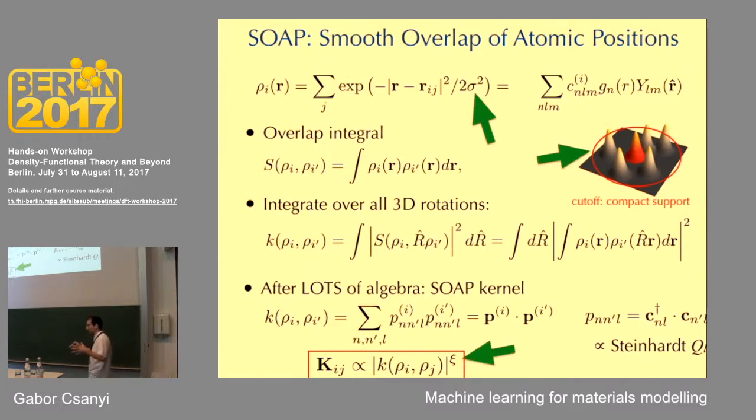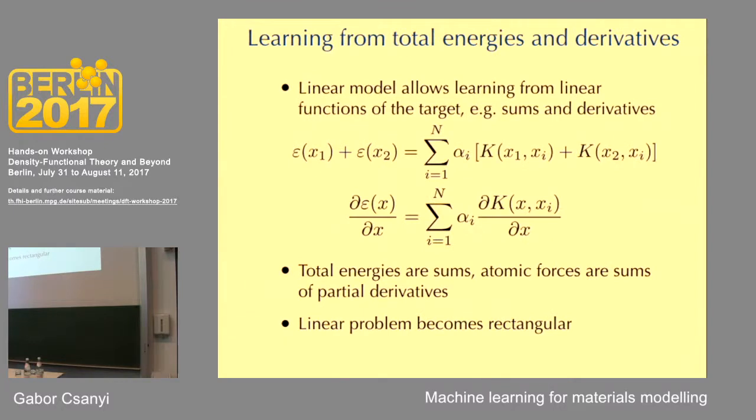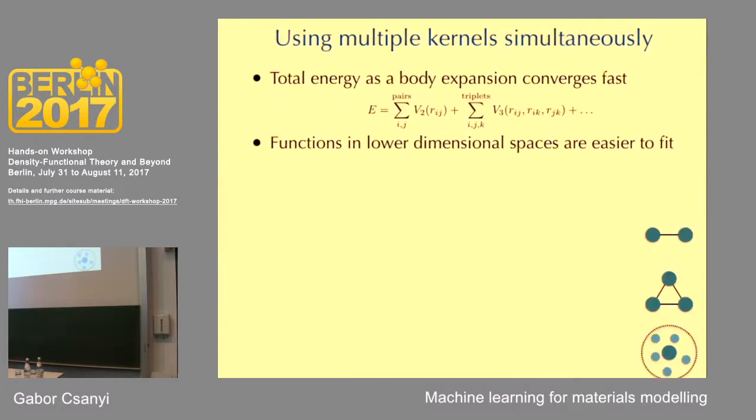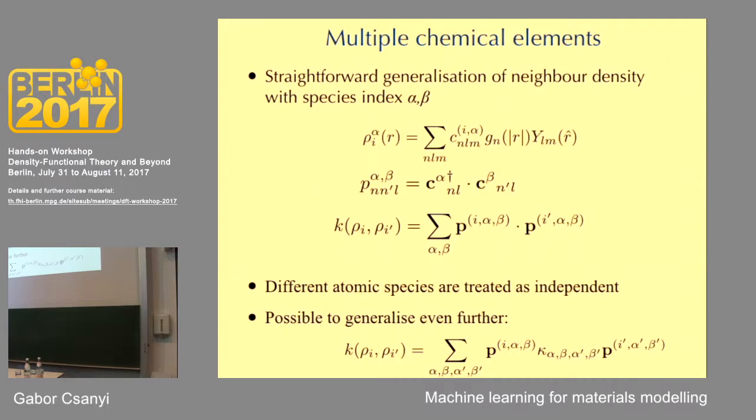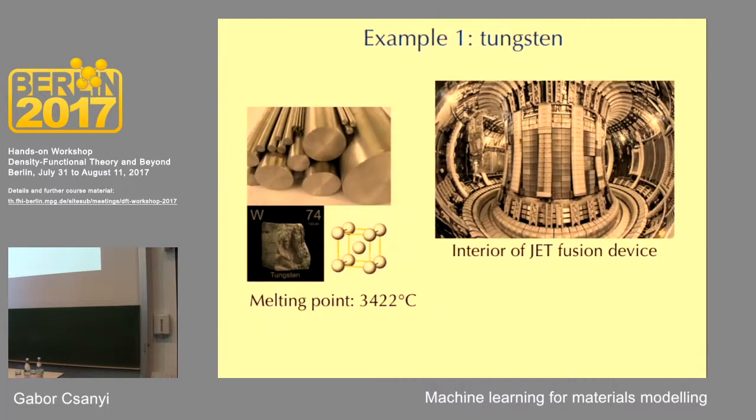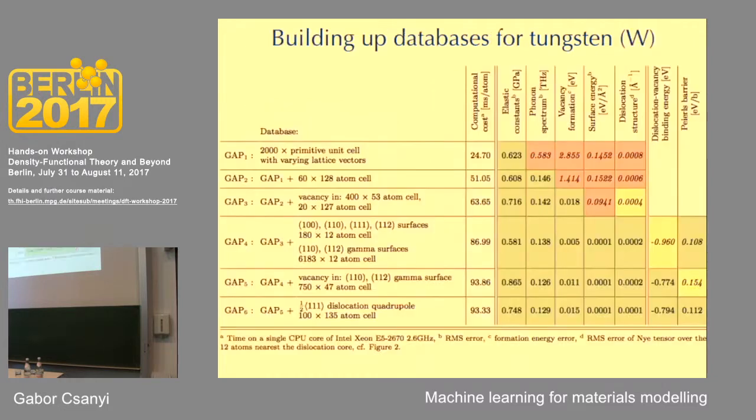The region within which I take my neighbors is about 5 or 6 angstroms. So I'm going to skip over a few of the details, but then I'm going to show you some examples. The first one is tungsten. People are very interested in tungsten potentials because they want to model the interior of fusion devices.